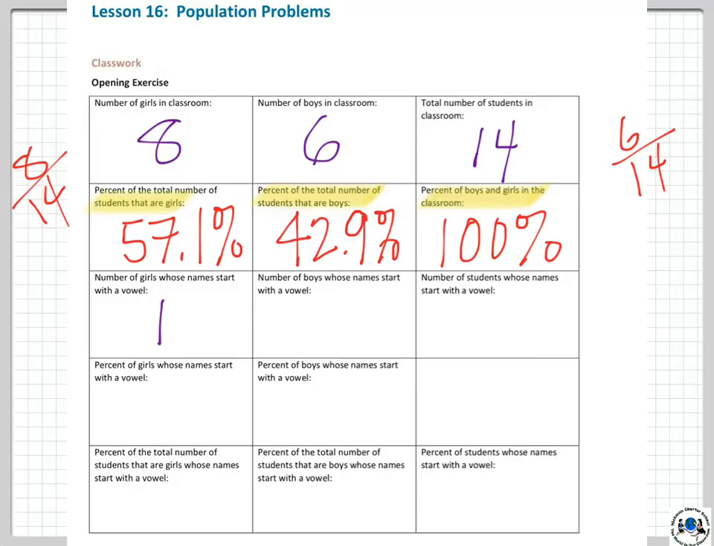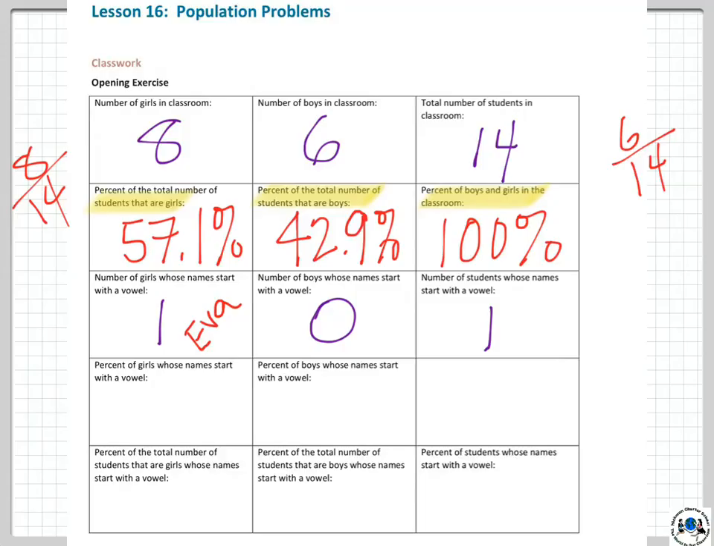Okay, so now we have some more figures here. We have the number of girls whose names start with a vowel: 1. No boys have names that start with a vowel. And of course our total, therefore, is only one person in our entire class whose name starts with a vowel, and that is Eva. So Eva, congratulations, being the only one. Lots of examples of names that start with vowels, but none in our class. And not even me.